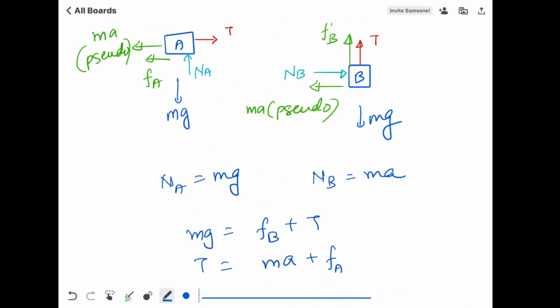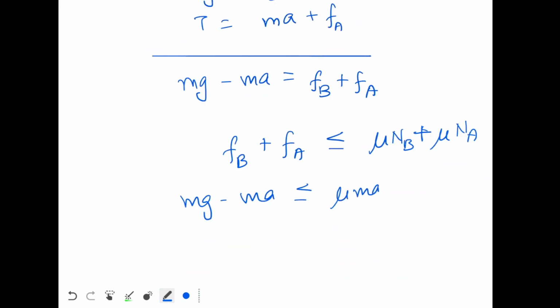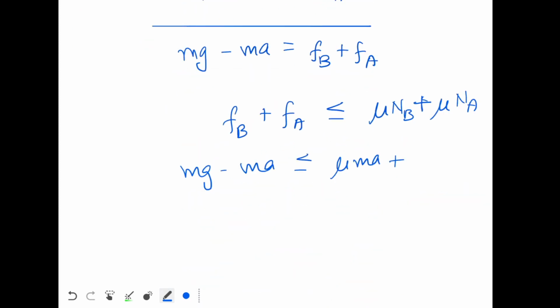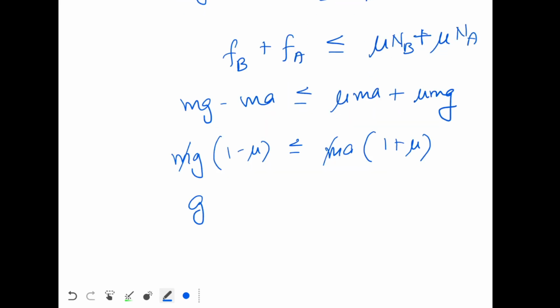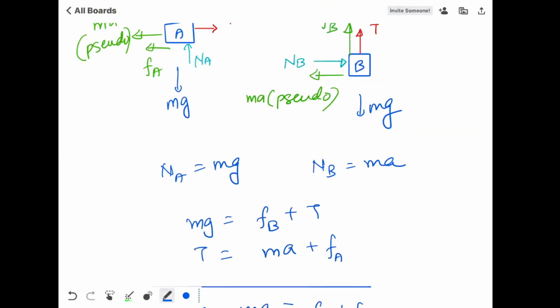What is NB equal to? Ma. Plus NA is what? Mg. Okay, so I get mg times (1 minus mu) less than or equal to ma times (1 plus mu). M will cancel out. So g times (1 minus mu) upon (1 plus mu) is less than or equal to a. And what is a equal to?